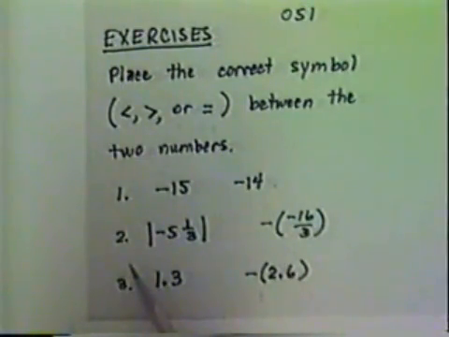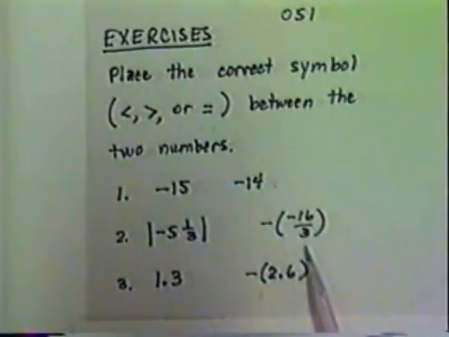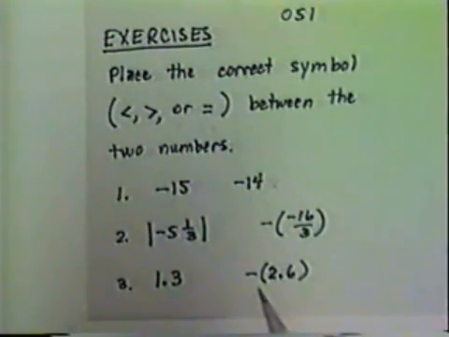For exercise 2, the 2 numbers are absolute value of negative 5 1/3, opposite of negative 16/3. For exercise 3, 1 3/10, opposite of 2 6/10. Copy these 3 exercises, stop the tape, work the problems, and then turn the tape back on to check the answers.